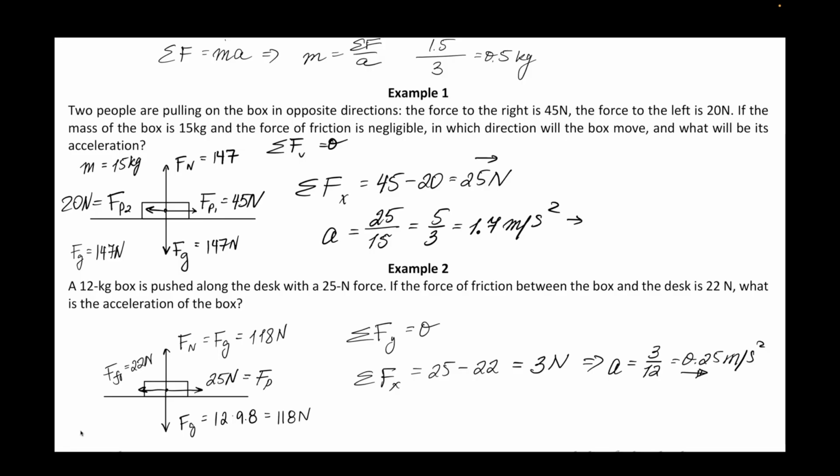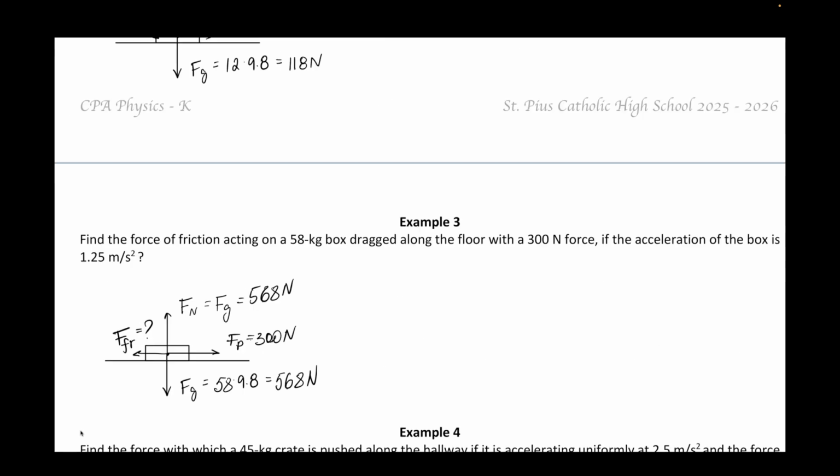Example 3 is going to be very similar, only it's going to be pulled to the left, and force of friction is going to be a question mark. Force of gravity is going to be, mass times 9.8, which is g, 568 newtons, 568.4.